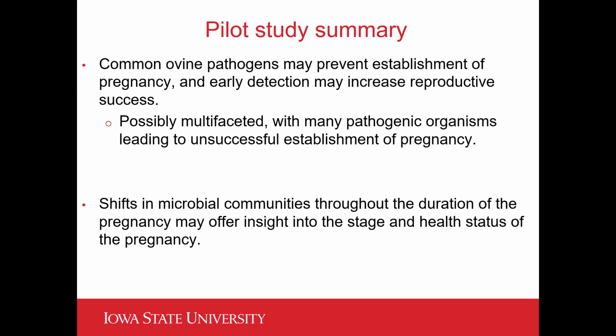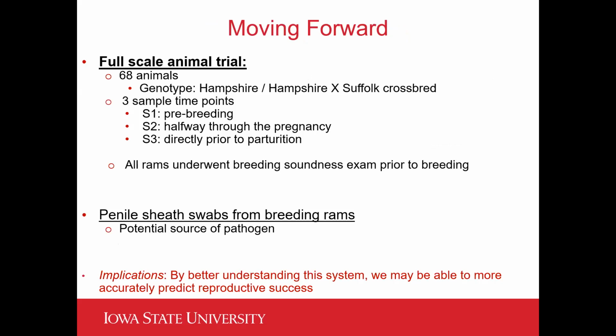And with this pilot study, we identified shifts in vaginal microbial communities of pregnant ewe lambs over the course of their pregnancy. These shifts did not compromise the health of the ewe lamb or the offspring in any case. Moving forward, we have conducted a trial with a much larger sample pool, with 68 animals of similar genotyping and farm conditions. Once again, all rams underwent breeding soundness exam prior to breeding, and we swabbed the penile sheath of the breeding rams to potentially identify a source of infection.